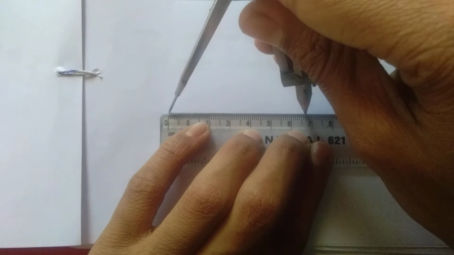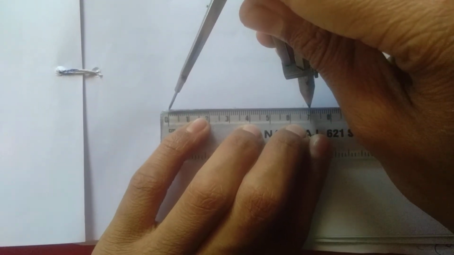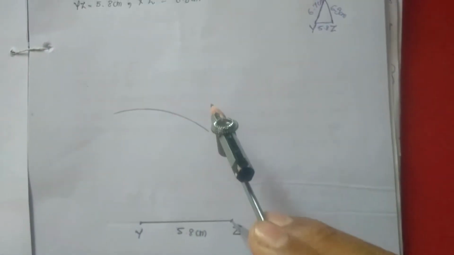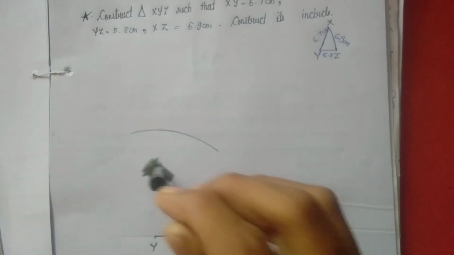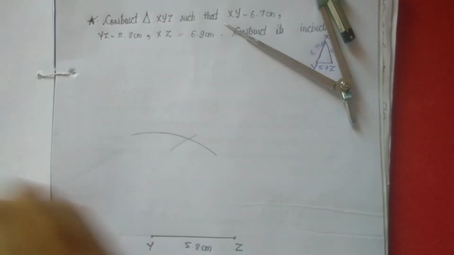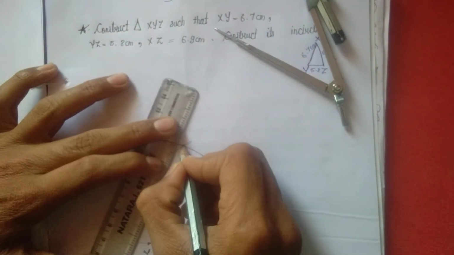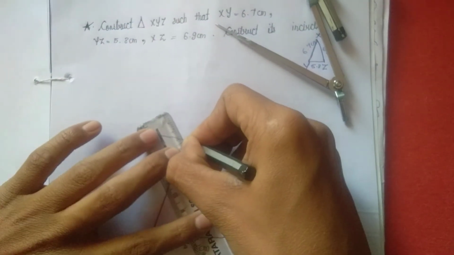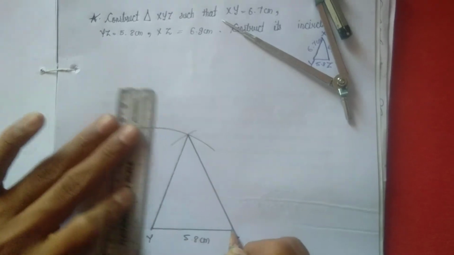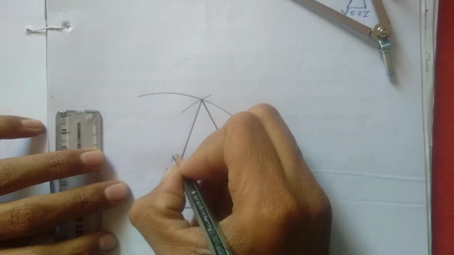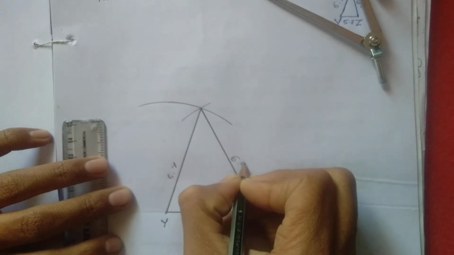Already we have taken 6.7, now we can easily take 6.9. Yes, it is coming. Just cut the arc, and where the arcs intersect, join that point to these two points. Just write 6.7, 6.9 centimeter.